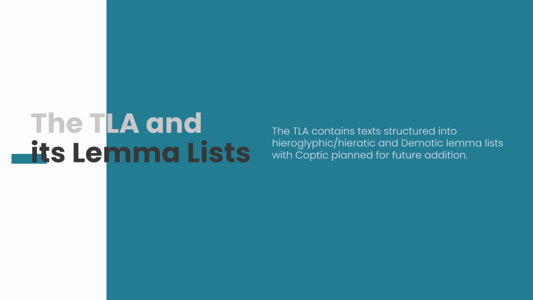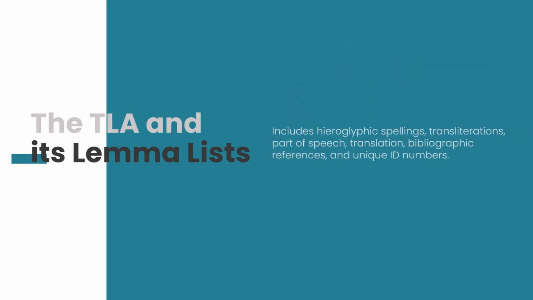The TLA contains texts that are structured into two types of lemma lists. One based on text written in hieroglyphic or hieratic, and the other is the demotic lemma list. And as I mentioned earlier, in the future, the TLA will also include the Coptic lemma list. The lemma lists within the TLA offer more than just translations and definitions. Each lemma entry includes hieroglyphic spellings, transliterations, part of speech categorization, translation equivalents, bibliographic references, and even unique and stable ID numbers. These numbers can be used for scientific reference in publications.